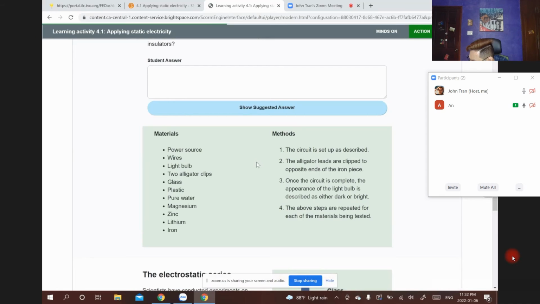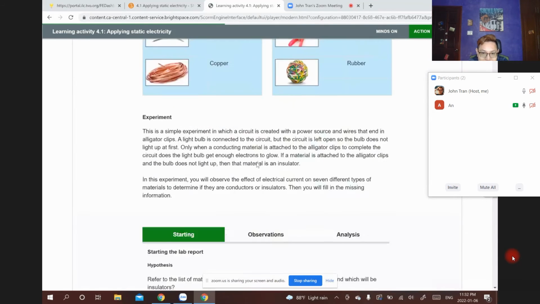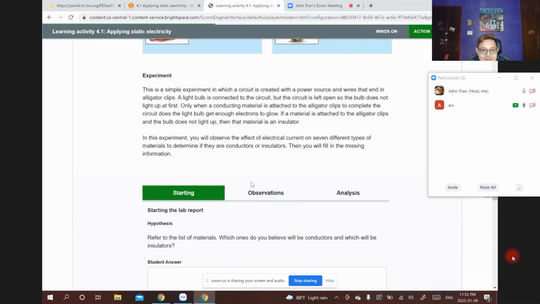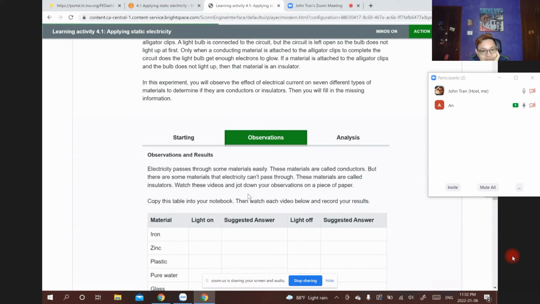Power source, wire, light bulbs, light tips, observation. Electricity passes through some materials easily. These materials are called conductors, so they conduct electricity. And the opposite is materials that electricity cannot pass through. That is an insulator. So they insulate things, so things cannot get through.